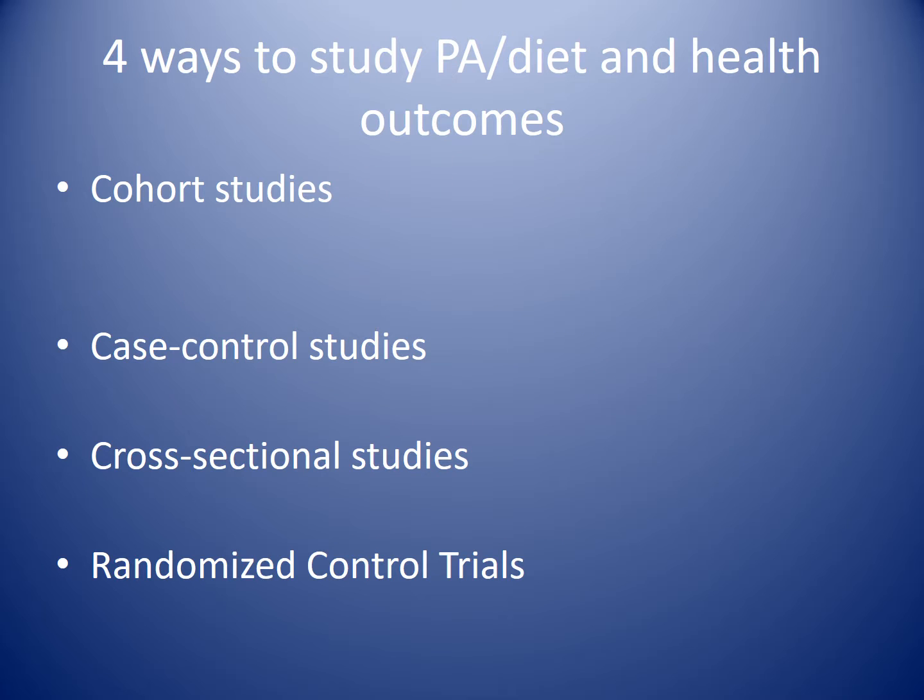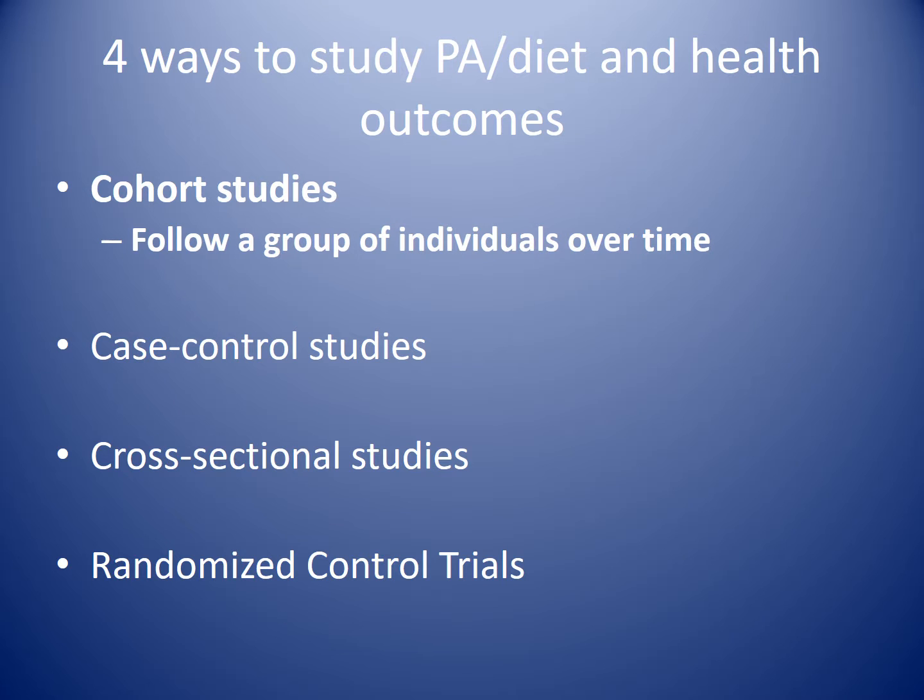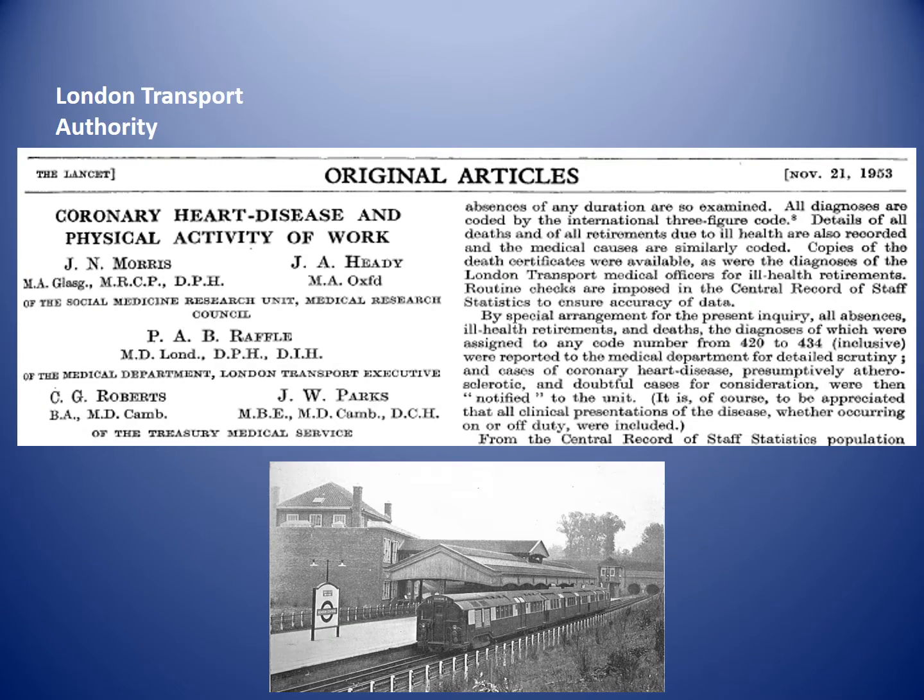So once again, there are 4 different ways to study physical activity or diet and how they affect different health outcomes. First, we're going to talk about cohort studies, then case control, then cross-sectional, and lastly, randomized control trials. With cohort studies, essentially what you do is you follow a group of people, a cohort, over a period of time. Usually it's a long period of time, many years. So that's what we're going to talk about first.